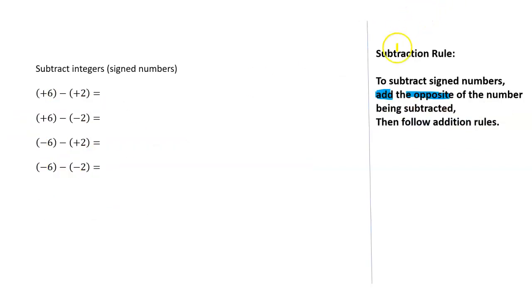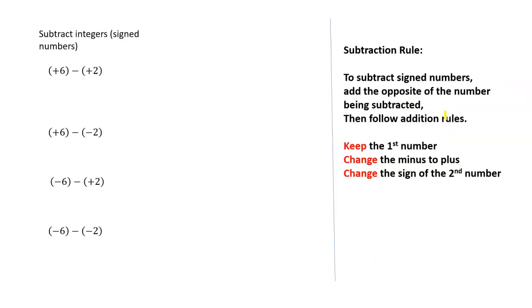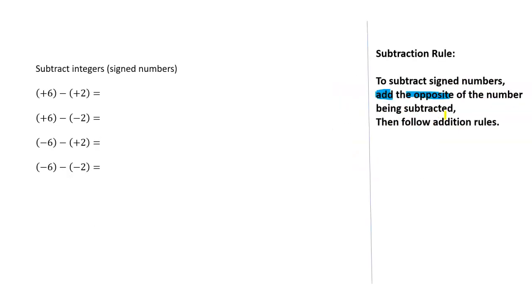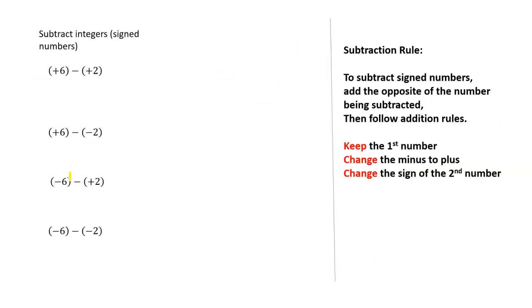Now for subtraction, we actually only have one rule. We don't have two sets of rules. To subtract signed numbers, we add the opposite of the number being subtracted. What that means, we're going to see in these four subtraction problems in a second. What we do is, the first number, we keep it. Here is a quick way for us to memorize this rule. This might sound a little complicated.